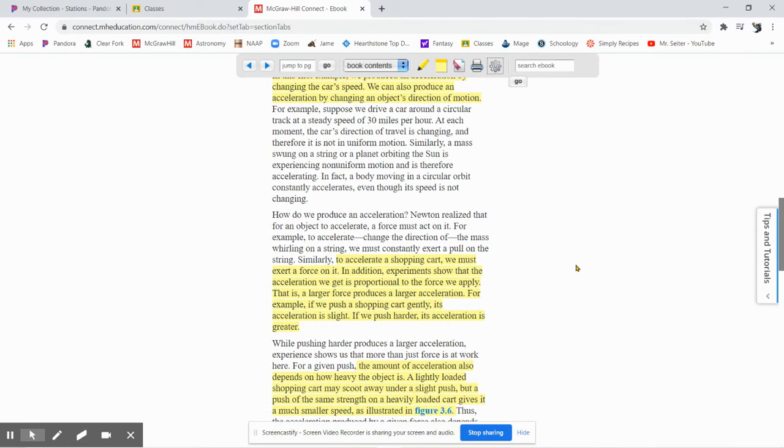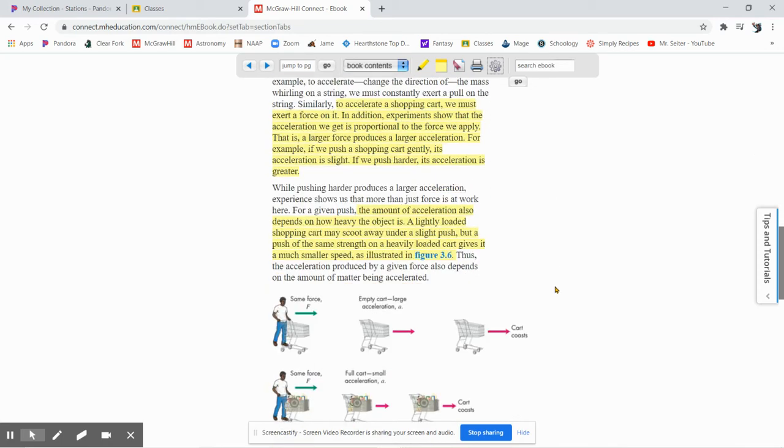How do we produce acceleration? Newton realized that for an object to accelerate, a force must act on it. For example, to accelerate, or change the direction of, a mass whirling on a string, we must constantly exert a pull on the string. Similarly, to accelerate a shopping cart, you can see the picture down here, we must exert a force on it.